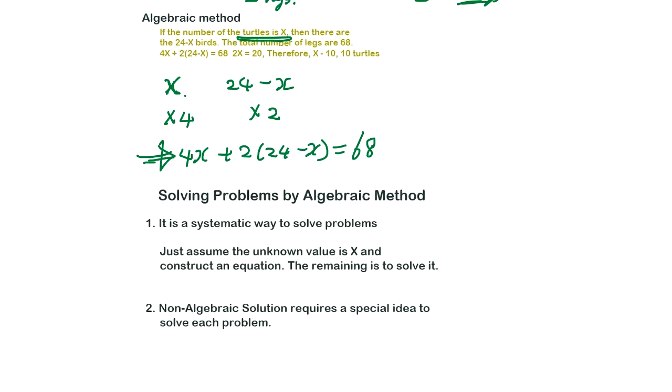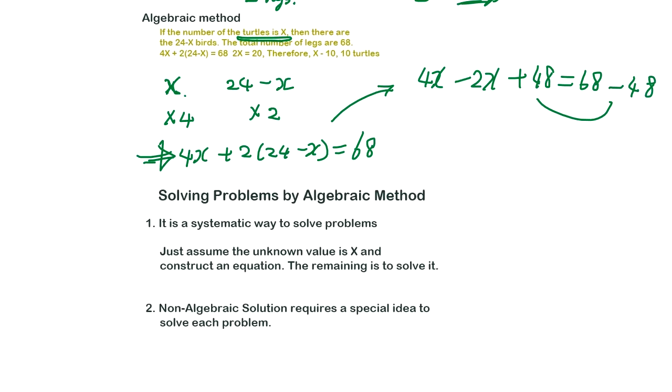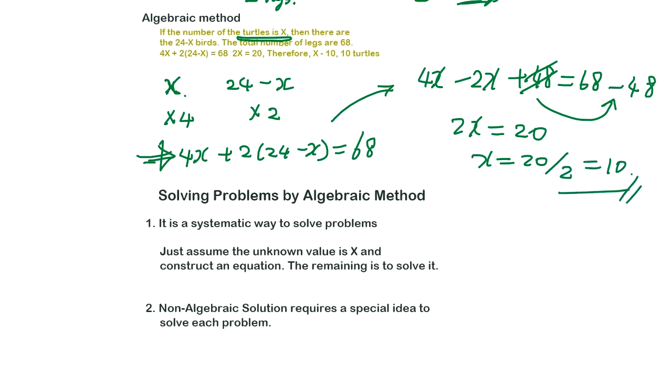You just solve this problem. Okay, so 4x, you put this one, minus 2x plus 48 equals 68. Move this one here, minus 48, right? Negative. And this is 2x equals 20. x is 20? No: move this 2 over here, it becomes division, 10. How's that? You just solved the equation.